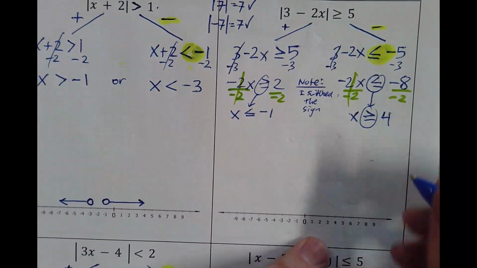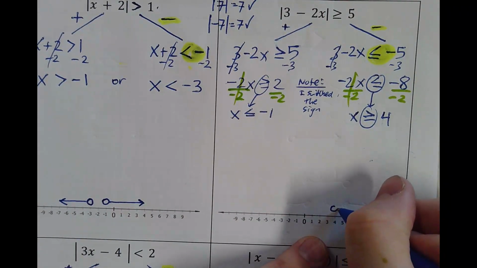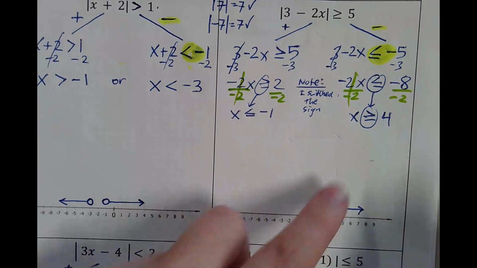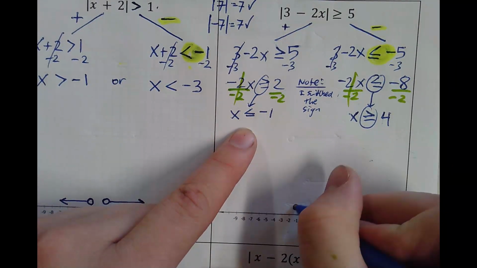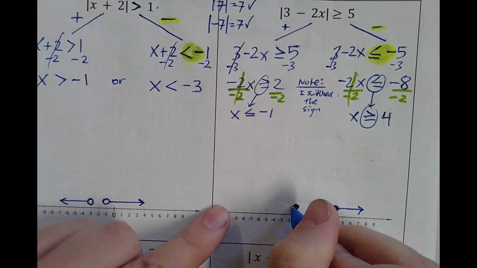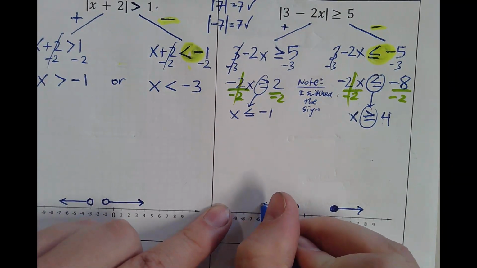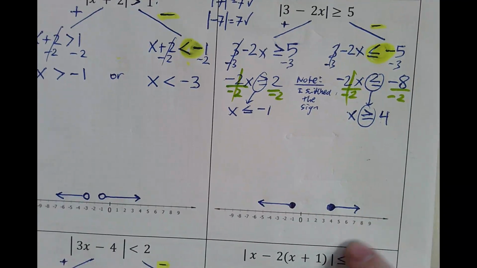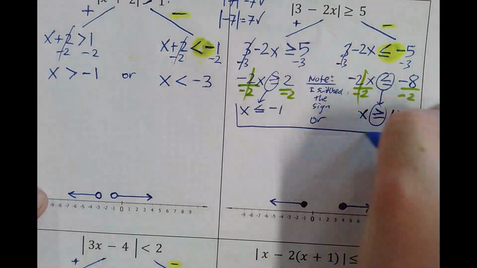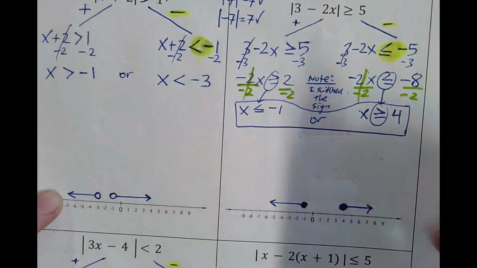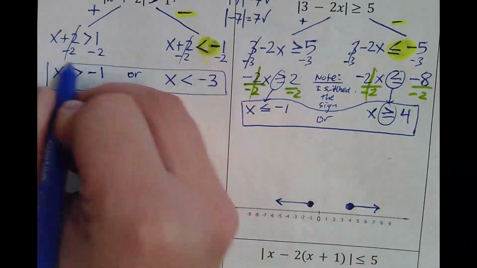So our first solution is x greater than or equal to 4. And our other one is less than or equal to -1. And that would be our solution set. So let's say this is or. It's this or this. Just like this one.